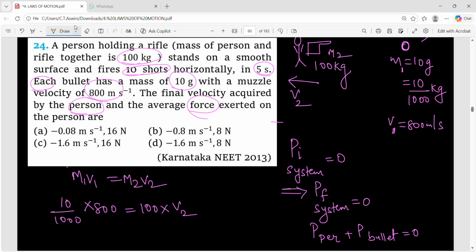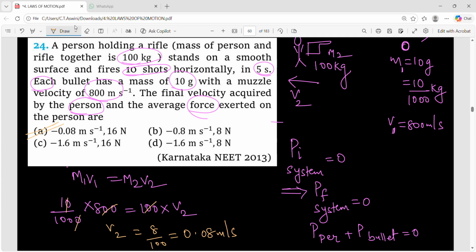Now simplify this. What gets cancelled? 2 zeros cancel. So what is v2 now? It is 8 upon 100. So this is equal to 0.08 meter per second. So 0.08 minus, why is it so? Because if the bullet is moving forward, what is the direction of v2? It is in the opposite direction. So minus. And there is only one such option, that is option A.